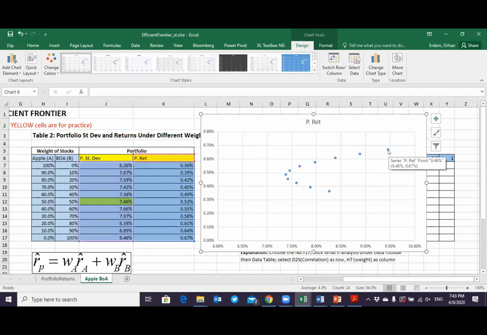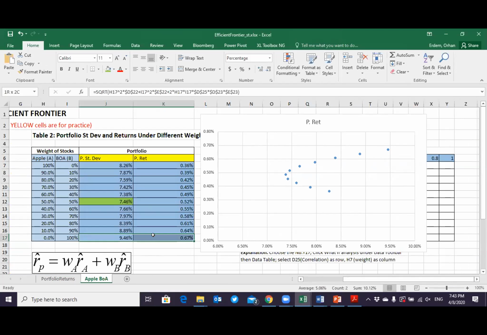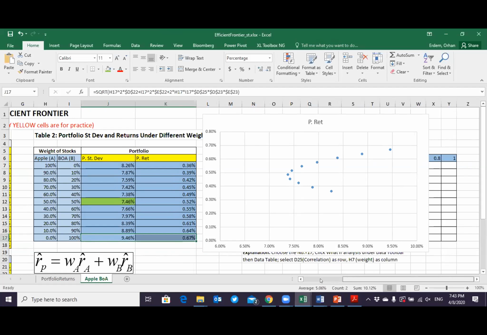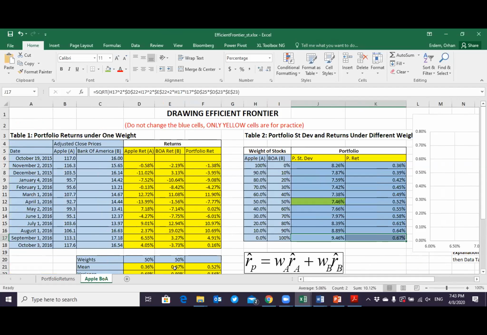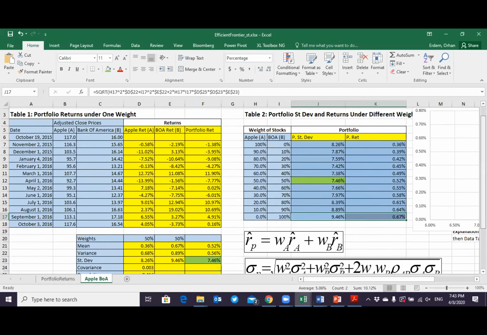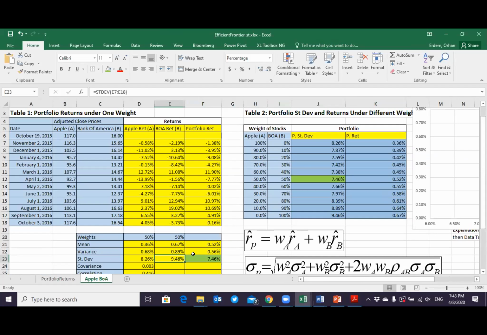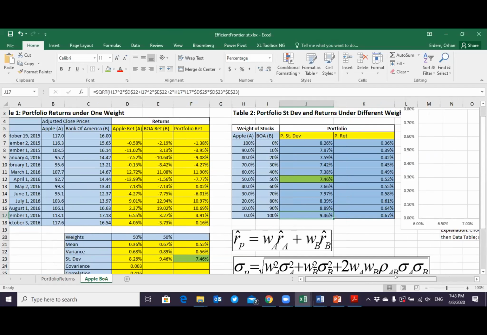So this point is 9.46. Okay, it is this point, 9.46. And it is where Bank of America's standard deviation is. Bank of America's standard deviation is 9.46. So if you invest all of your money heavily in Bank of America, your portfolio standard deviation will be exactly equal to Bank of America's standard deviation.